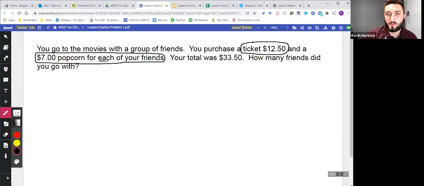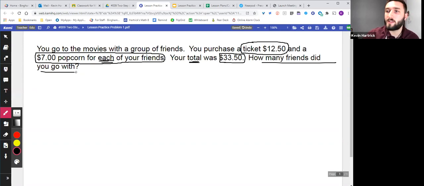And I'm going to double underline this word each because I know each is a nice indicator of where my variable is going to be. Your total is also important, okay, was $33.50. How many friends did you go with? Okay, so we know we went with a group of friends. It doesn't tell us specifically how many friends. That's what we're going to try to figure out based on what we purchased at this movie theater.